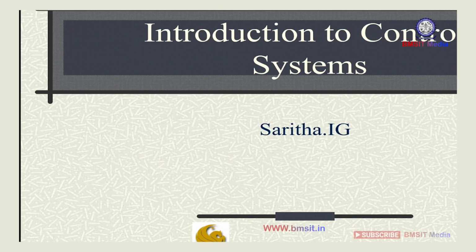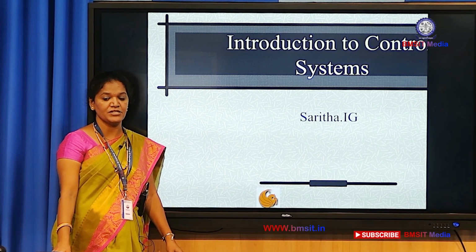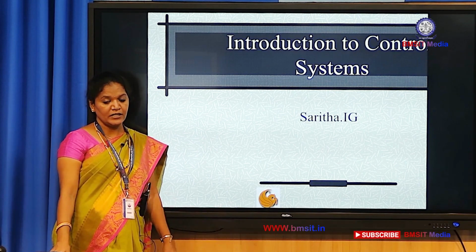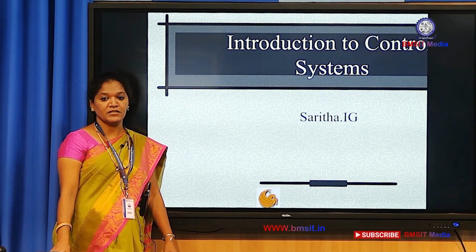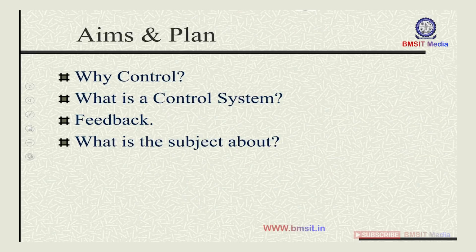As we all are studying embedded systems, designing embedded systems and implementing embedded system applications, the main prerequisite for embedded systems is control systems. The basic principle of embedded systems is mainly based on control systems only. So, here the aim and plan of the control system: why control system, what is a control system, and feedback, what the subject is about.